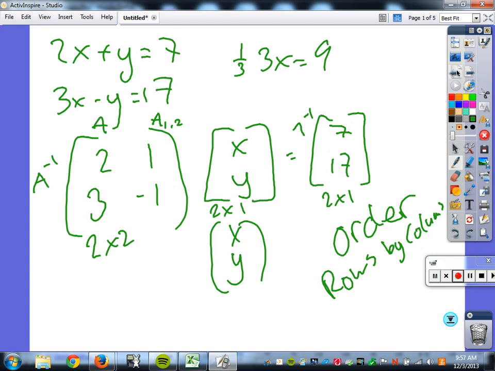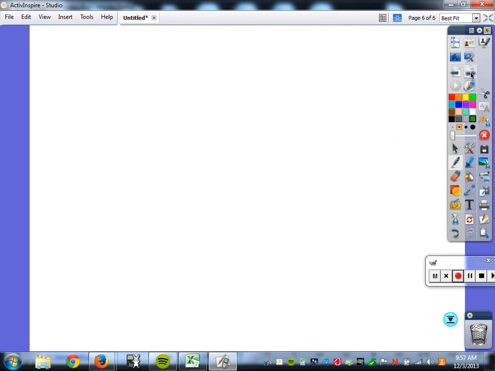Take the second row. 3x minus y should equal 17. It's the same equation, it's just broken out. That's why we can use it. Okay? Notice I forgot something that just came back to me. So, all coming back to me now.